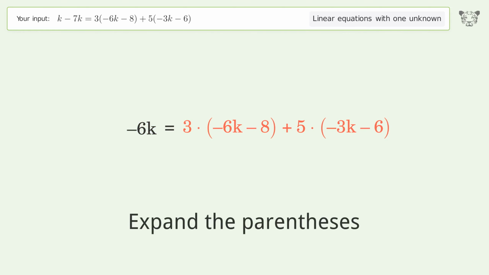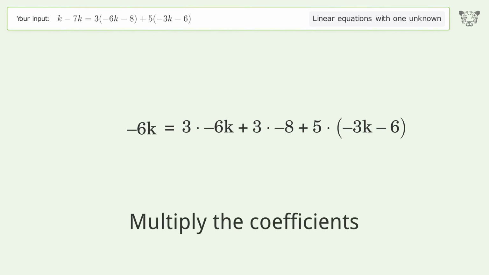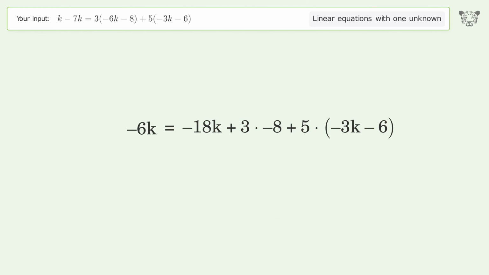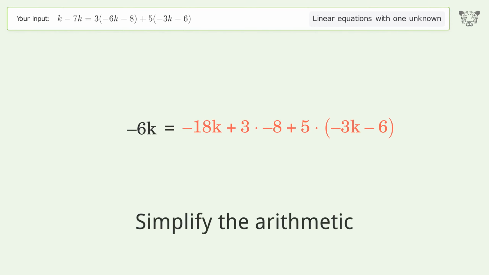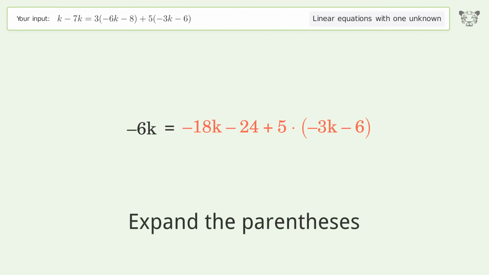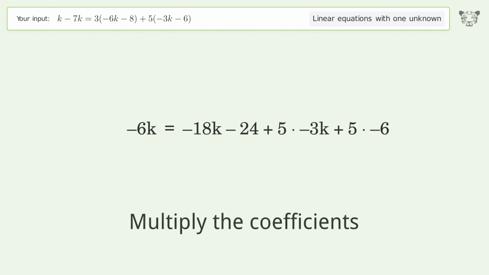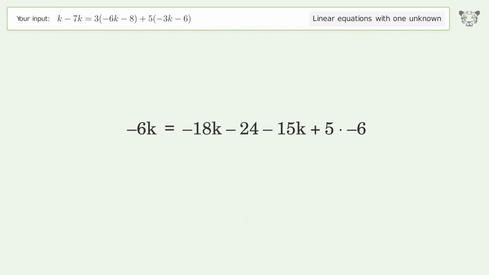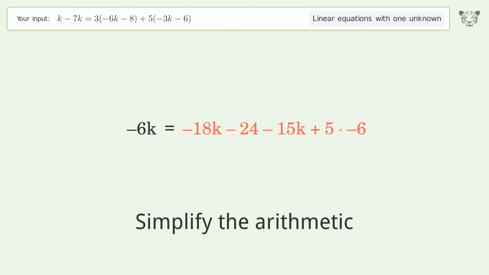Expand the parentheses. Multiply the coefficients. Simplify the arithmetic. Expand the parentheses. Multiply the coefficients. Simplify the arithmetic.